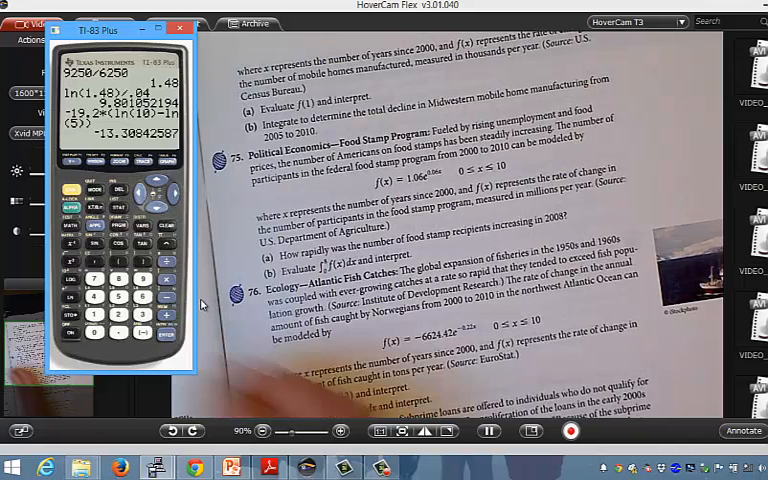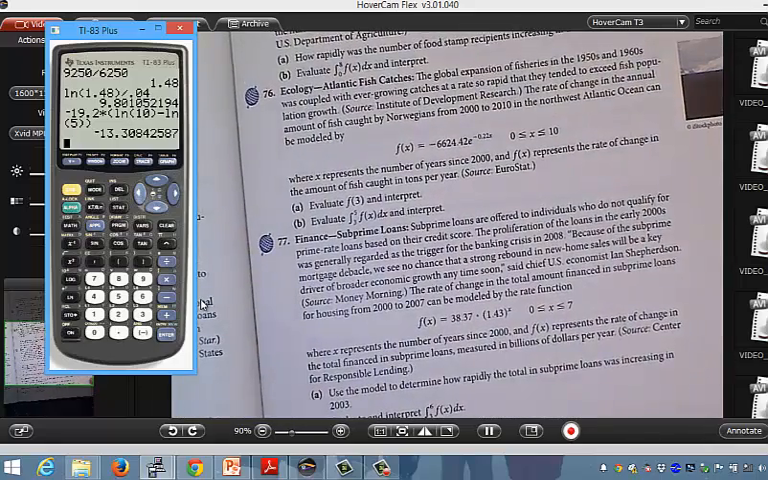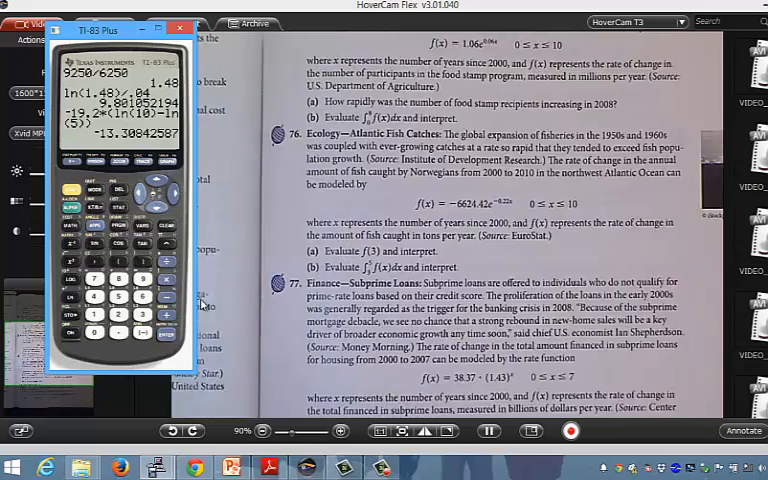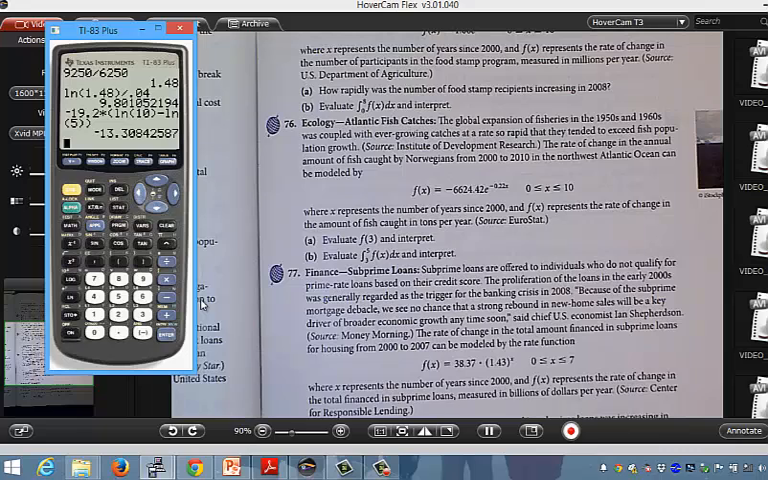76. Okay, what's going on here? Part A, evaluate f of 3 and interpret. I think the first thing I'm going to do for 76, before I even write anything down, is throw it in the calculator here. It says x is the number of years since 2000. So again, we're talking that first decade of the millennia. F of x is the rate of change in the amount of fish caught in tons per year. All right. So are we catching more fish or less fish as this decade goes by?